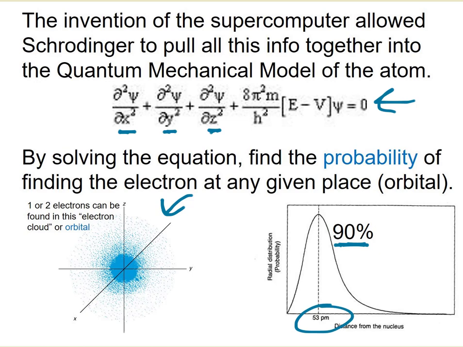So we see that there is a high probability, 90% probability, of finding that first electron 53 picometers away from the nucleus. So what Schrodinger did was he used math to find the probability of where you would find that electron. And it matched up with Bohr's orbit models, where there are only certain orbits, or energy levels, where you would find those electrons. And so this is the probability region that Schrodinger saw when he did his quantum mechanics.